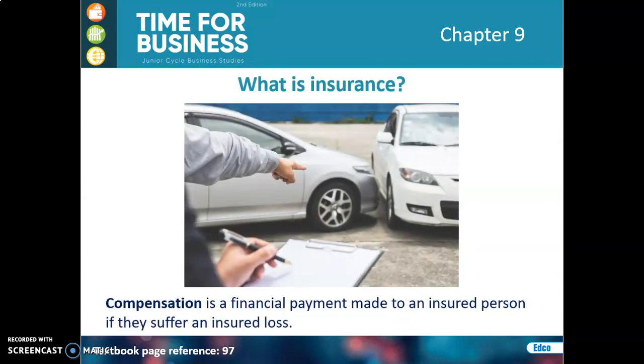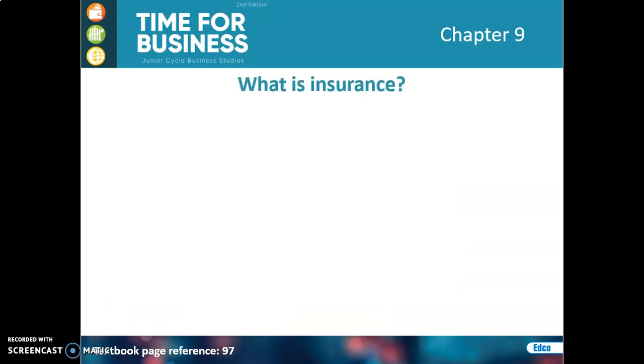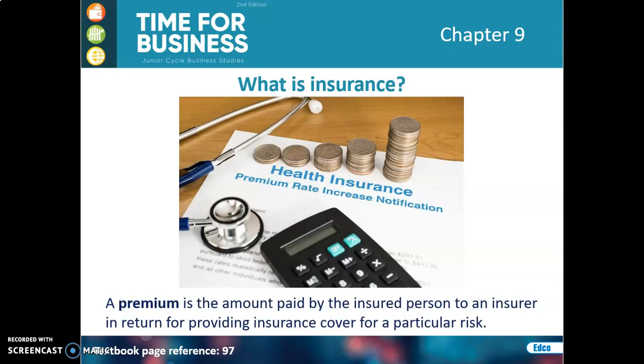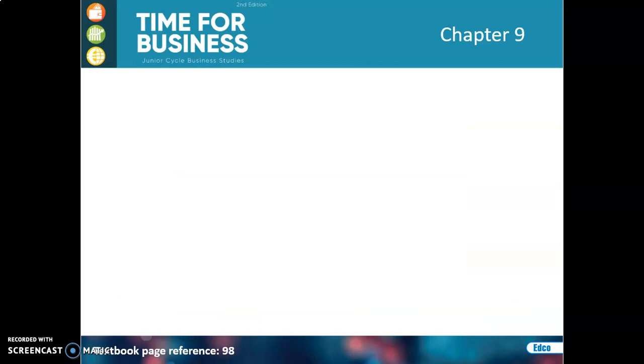So compensation, the word compensation, is financial payment made to an insured person if they suffer a loss, and that loss is insured against. The cost of insurance is called a premium. So the premium is the amount of money that is paid to the insurance company in return for providing insurance cover for that particular risk.